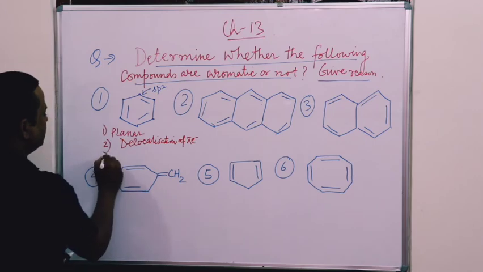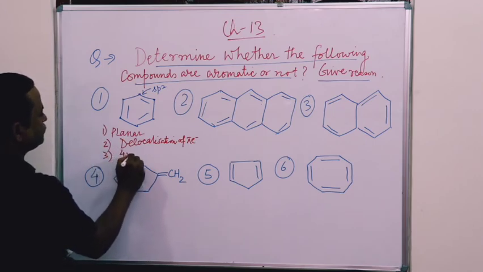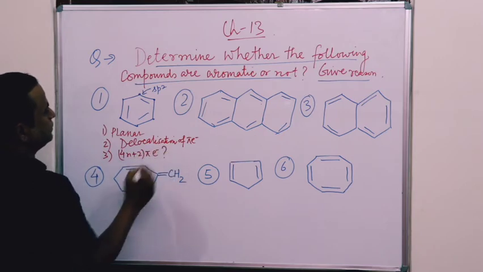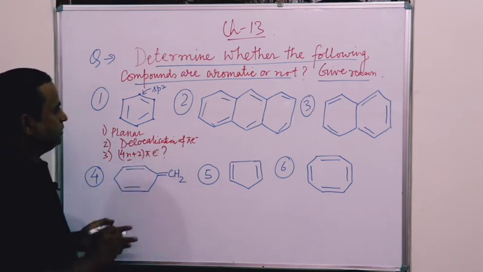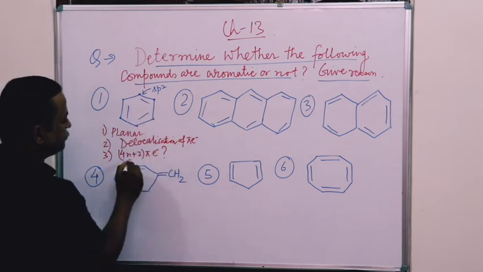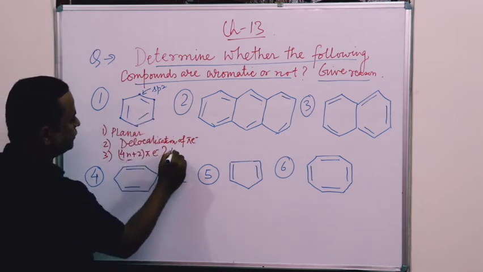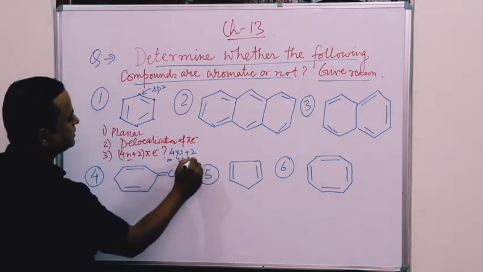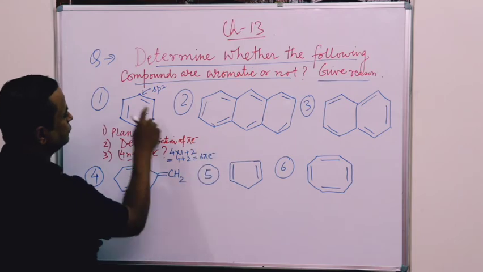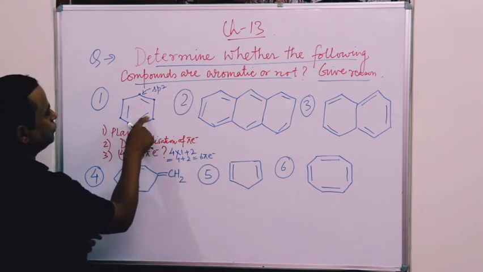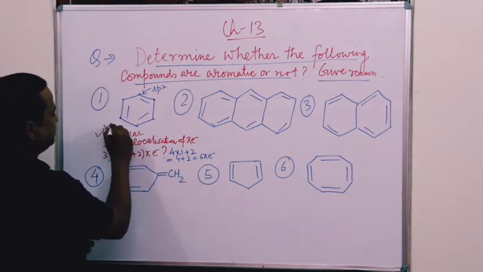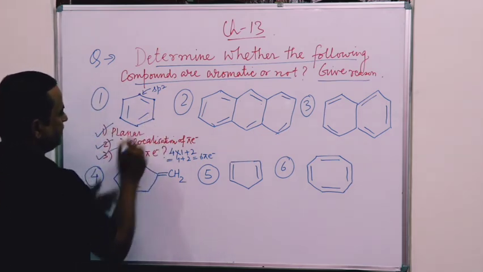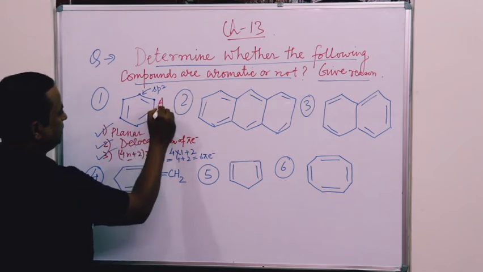Next, third one, is there 4n plus 2 pi electron? This we have to check. See, here n means number of rings, so you can see there is only one ring. So when we put n equal to 1, 4 into 1 plus 2, that is 4 plus 2, that is 6 pi electrons are there. 2 plus 2, 4 plus 2, 6. So this compound satisfies all these conditions, hence it is aromatic. This is aromatic.